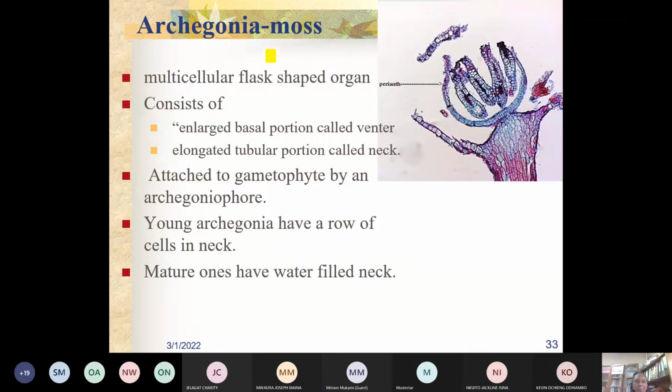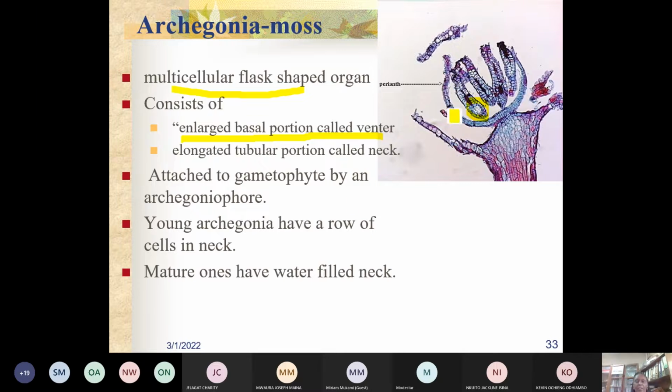Now, archegonia, female, the structures themselves, the archegonia, are flask-shaped. We already saw that in the previous group. They are flask-shaped, and they have an enlarged basal portion that we call the venter. So again, this would be it. That portion is the venter. Then there's an elongated neck before it comes to the atmosphere.